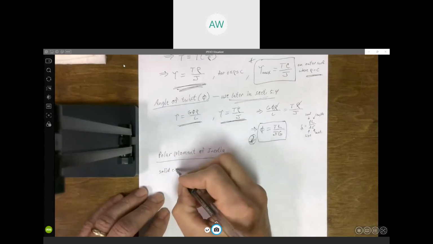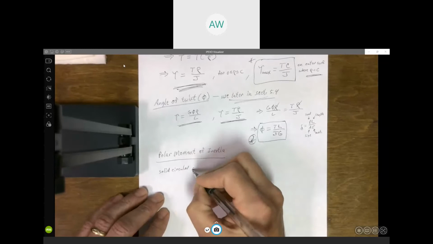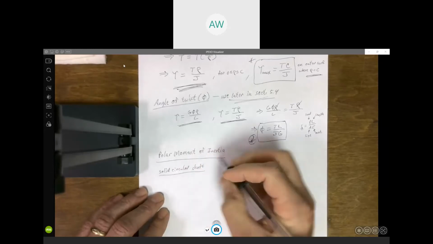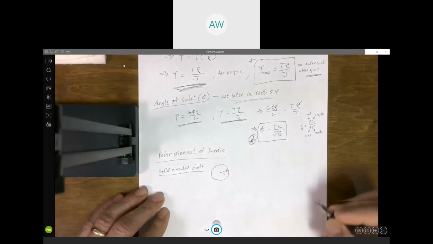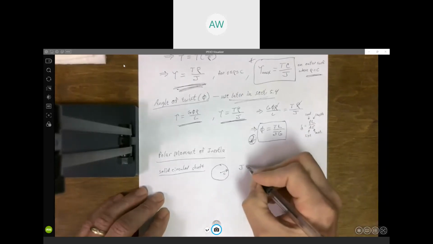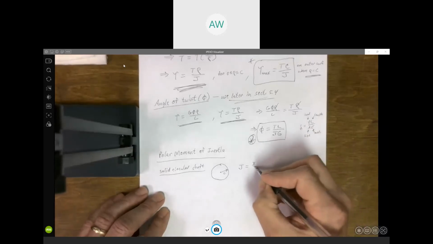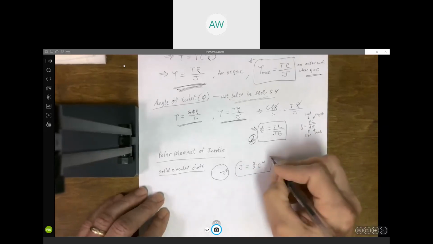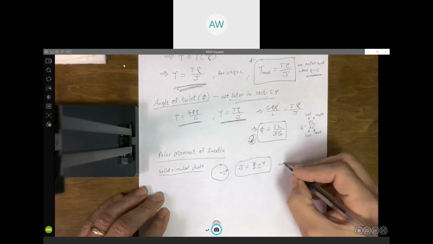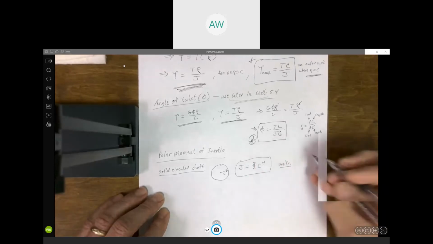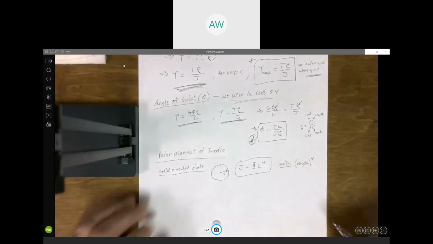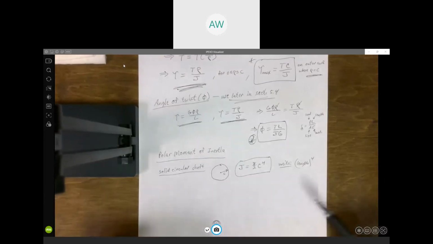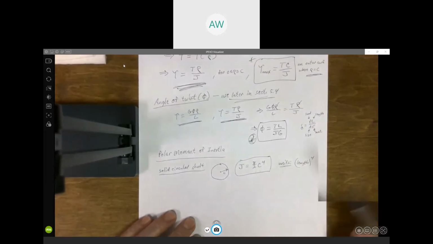If you've got a solid circular shaft, so we've got a solid circular shaft with radius C, the polar moment of inertia is pi over 2 c to the 4th. Units are going to be what you would expect for any moment of inertia. It's going to be length to the 4th. Not that complicated. Again, it's just pi over 2 radius to the 4th power.